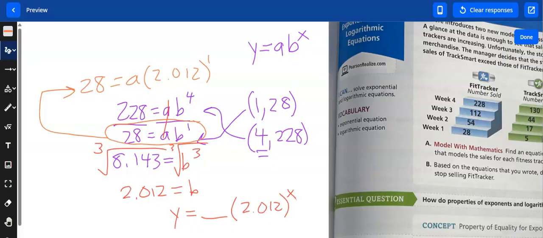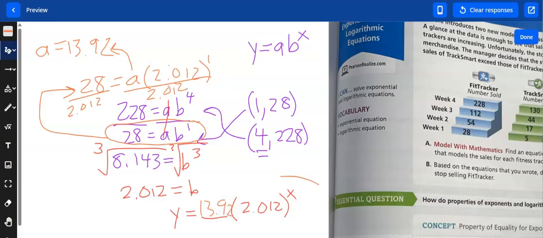So when I divided it, I got 13.92. All you're doing is division of the 2.012. Sorry, I smushed all that together. That looks gross. So my a value ended up being the 13.92 value. So my model is that one right there.